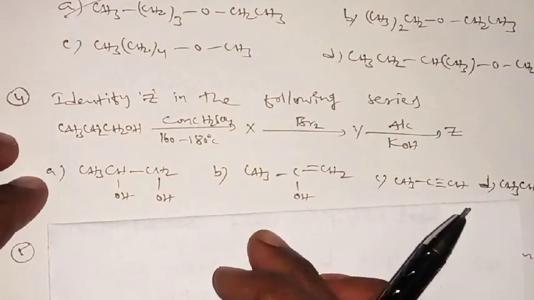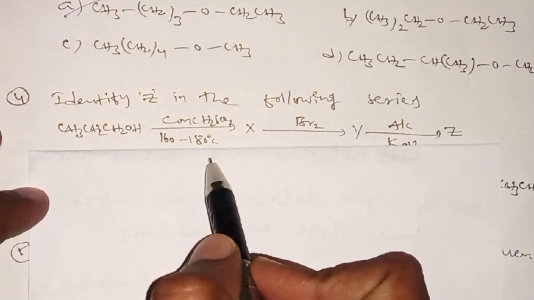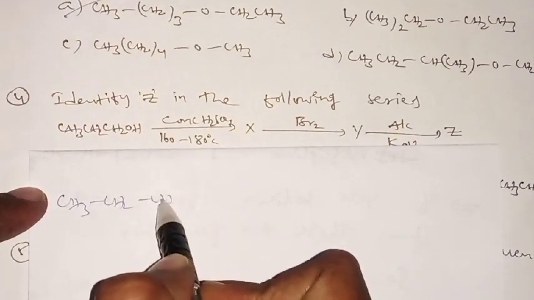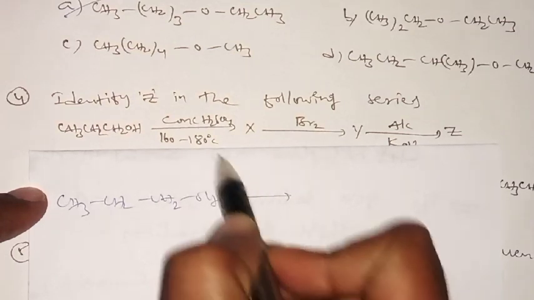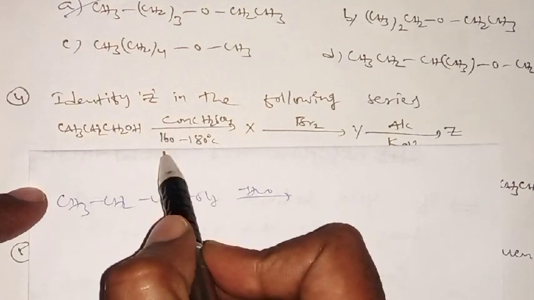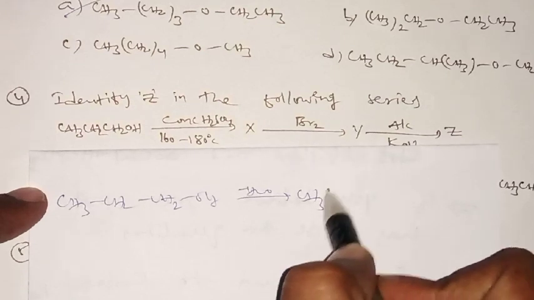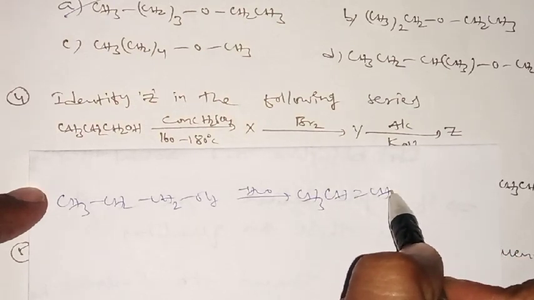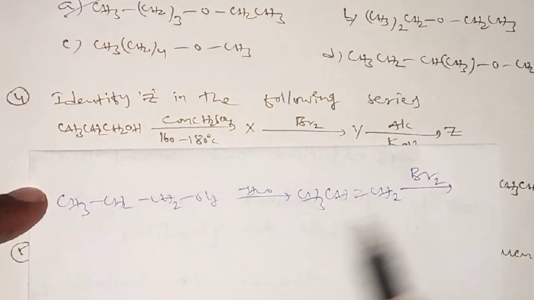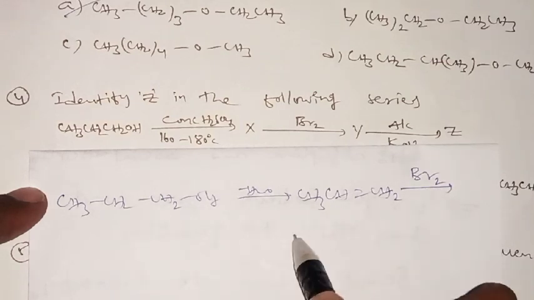See the first step. What is the nature of this concentrated H2SO4? CH3CH2CH2OH. Concentrated H2SO4 at 160 to 180 removes a water molecule. Then you'll get the corresponding alkene. Then it undergoes reaction in the presence of Br2. That means halogenation, or bromination. Here bromine is there, so bromination takes place.